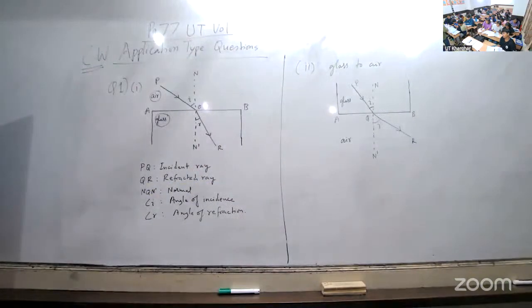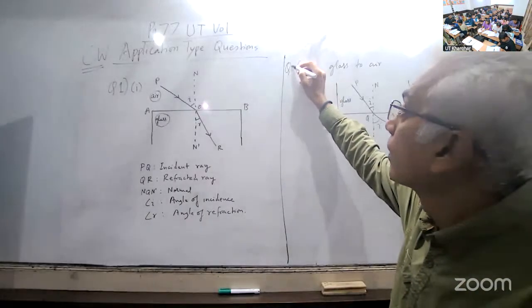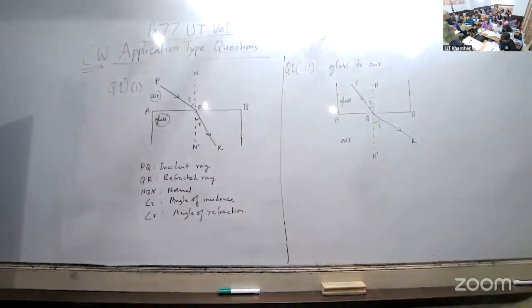So draw this. Everyone understood now what was expected? But to only show the mediums clearly, well labeled diagram. Now PQ, QR, both cases are incident ray and refracted ray respectively. R is angle of incidence.